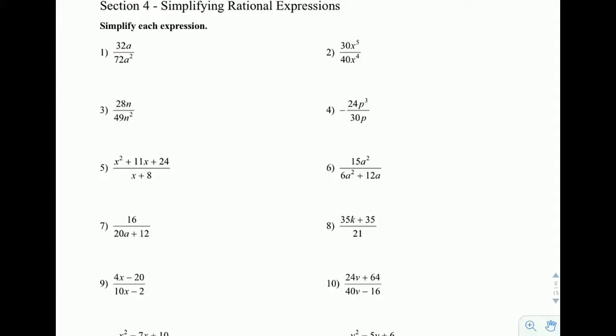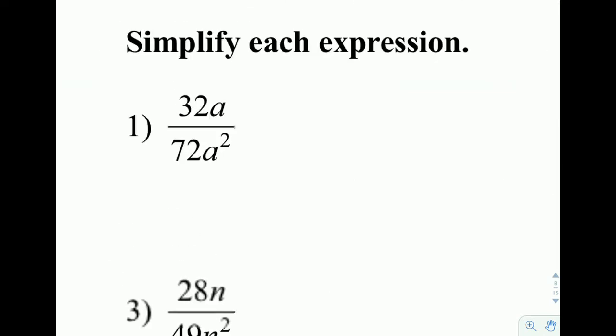We are in section 4 and we are simplifying rational expressions. Some of this is going to look familiar from earlier in the unit, and some of it is going to be pulling in other pieces such as factoring as we go. So if we look at number 1, this should look familiar.